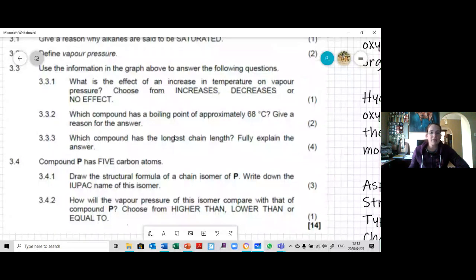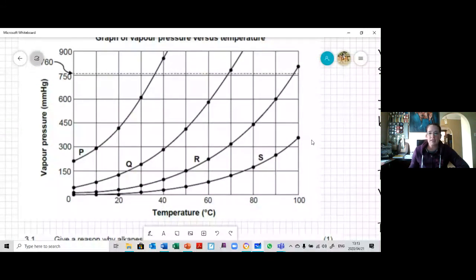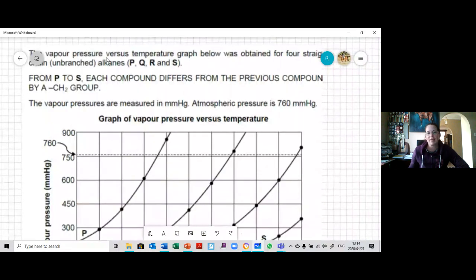Which compound has the longest chain length? Fully explain your answer. I hope you guys know the rhyme for this. We can see that S will have the highest boiling point. Then the question becomes, what makes this have the highest boiling point? If we look, we have alkanes and they're all unbranched. So the only thing that influences that boiling point is the length of the chain.